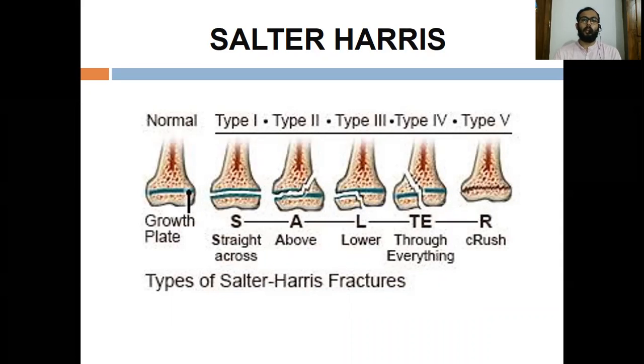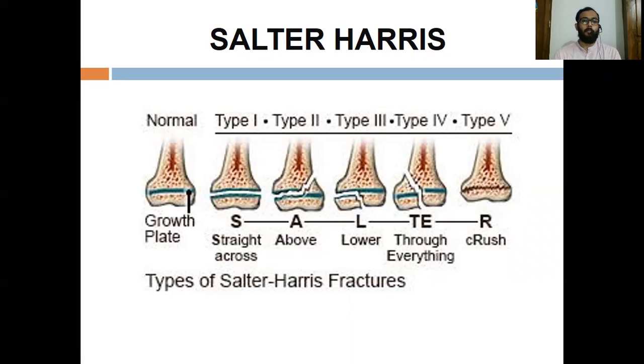Out of total fractures in children, 15 to 30% of injuries can be classified as Salter-Harris. This is the normal one. Here we can see the growth plate is in between the epiphysis and metaphysis. And type 1 is straight across. By the mnemonic SALTR, we can learn the Salter-Harris classification.